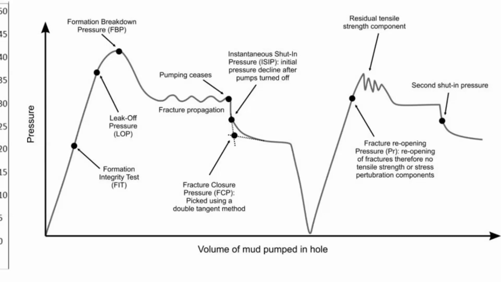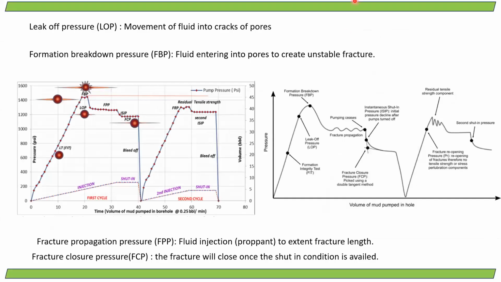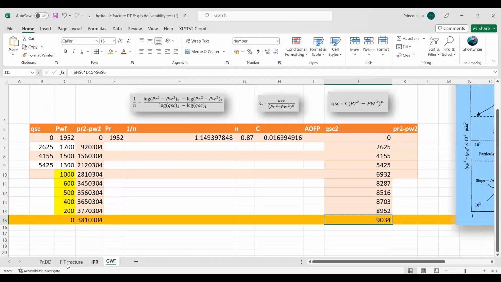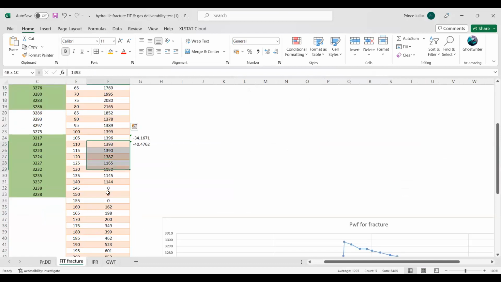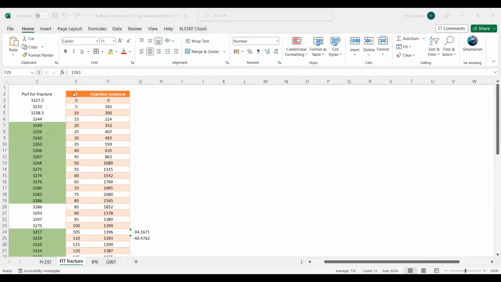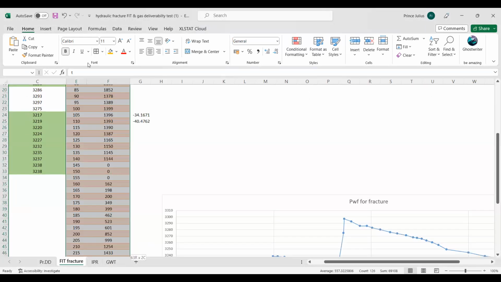Let us observe the real-time data so that you will have an idea of it. This is the injection time: 0, 5 hours, 10 hours, 15 hours, and the injection pressure. This is the pressure data that we have. Right now I'm going to show you the points I have mentioned.